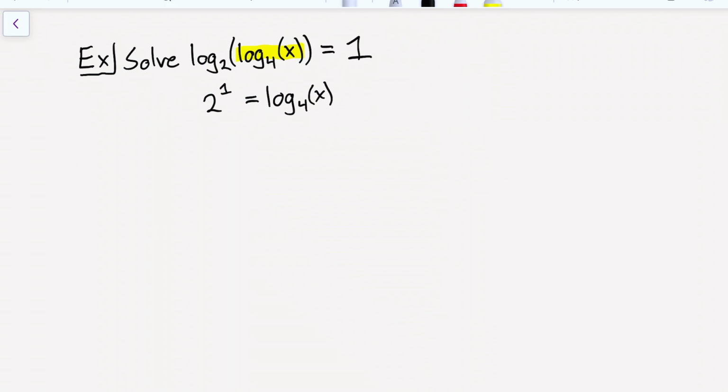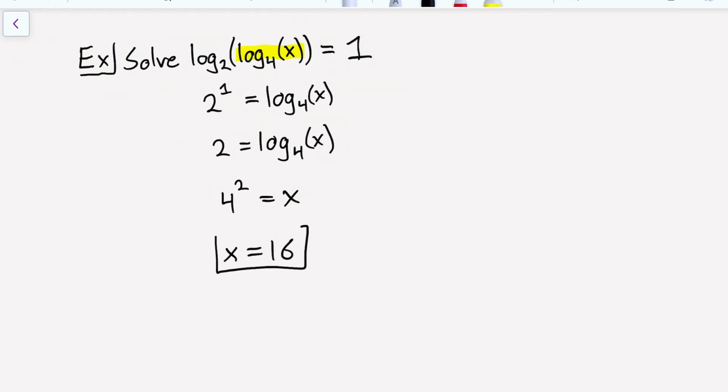Well, that looks a little simpler than what we started with. So let's try to evaluate that. We have 2 equals log base 4 of x. And once again, I'll think about the exponential form of this equality. If I have log base 4 of x equals 2, then we are saying that 4 to the power of 2 equals x. Therefore, x must be equal to 16. Here's our solution to the original equation.